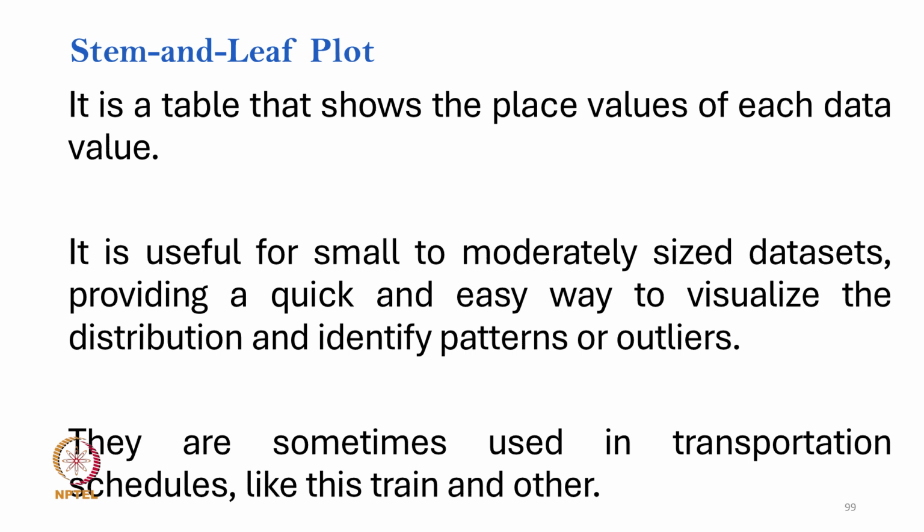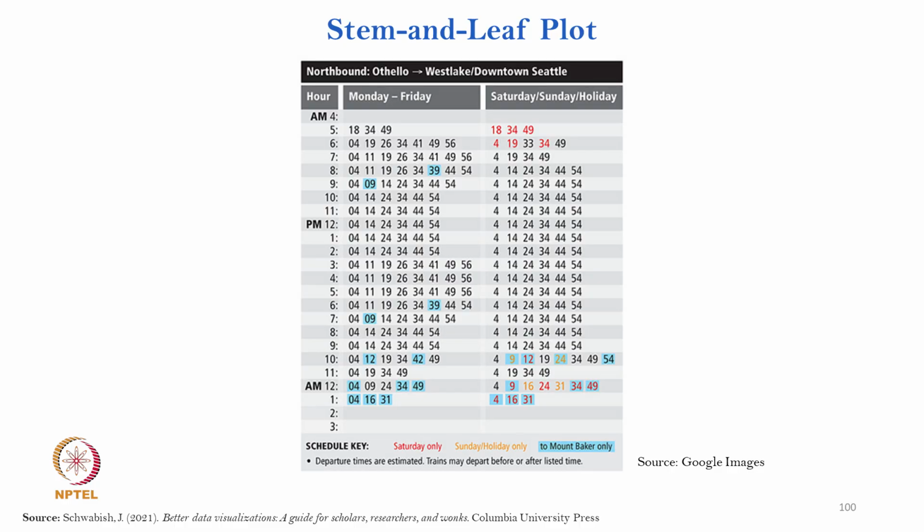The stem and leaf plot is a table that shows the place value of each data value. These are especially used for small to moderately sized data sets, providing a quick and easy way to visualize distributions and identify patterns or outliers. They are sometimes used for transportation schedules like trains and others.